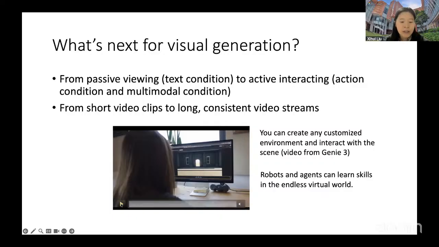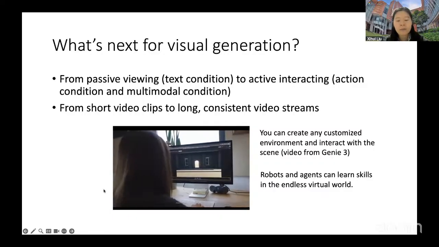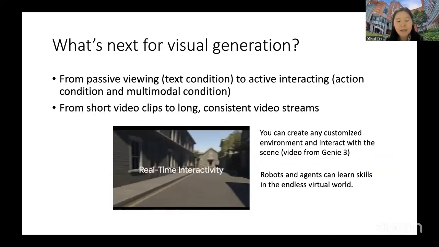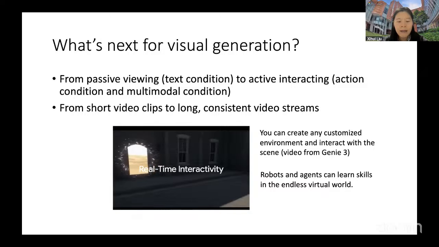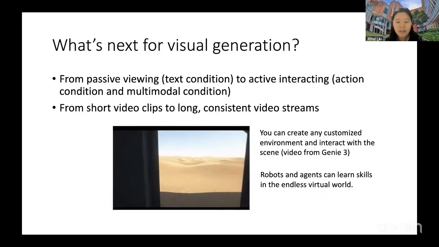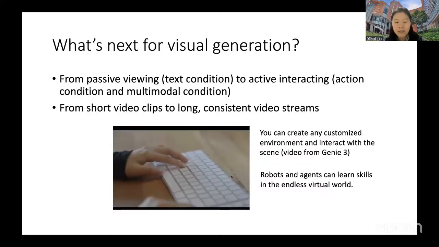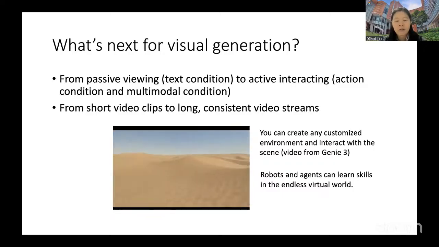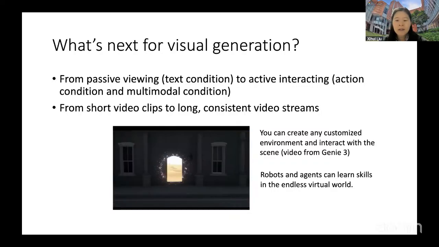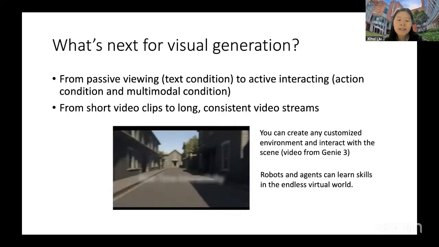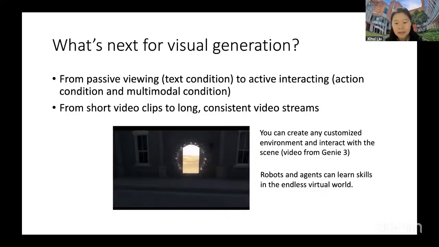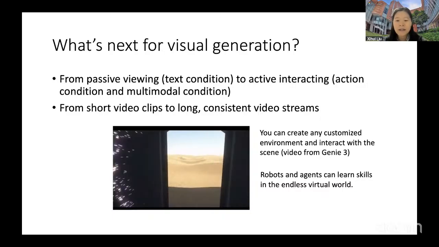For example, here's a video I got from Genie 3, and it shows a new paradigm in which the user may interact with the generated videos in real time. For example, if there is a door, then the user can control that he or she wants to walk into the door, and there will be a new world inside the door. With this type of world models, users will be able to create any customized environment and interact with the scene.